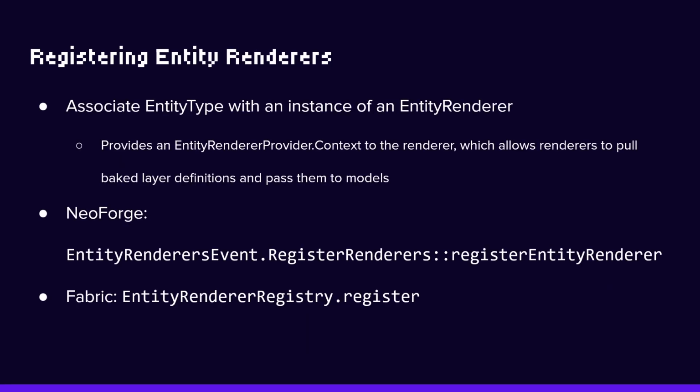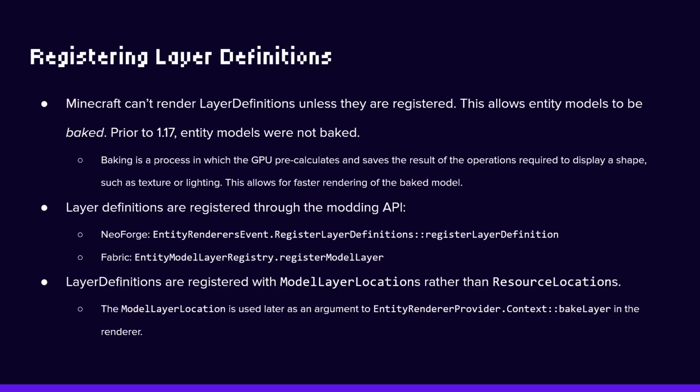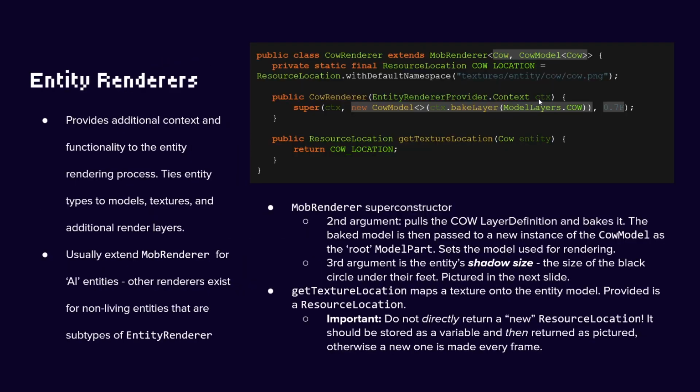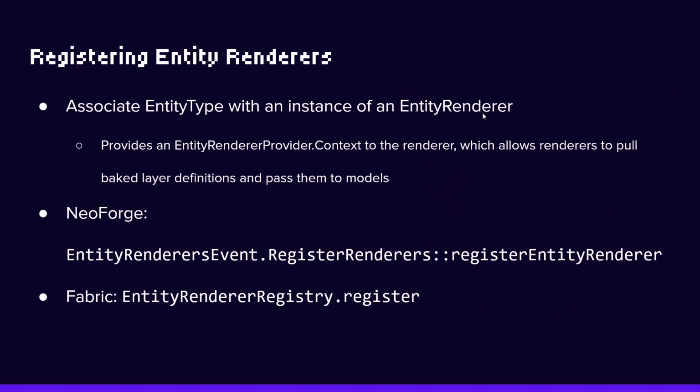And then to register an entity renderer, you associate an entity type with the entity renderer. And it gives you a fun little thing called the EntityRendererProvider.Context, which is used to bake the layers. So if you look back here again, this context thing here, that's used to bake layers. It's so complicated, but in NeoForge, that is the EntityRenderers event, register renderers. And then there's a function on that called register entity renderer.